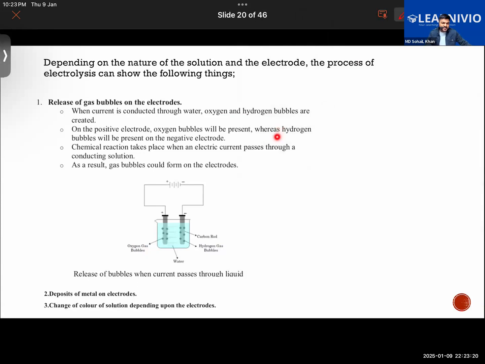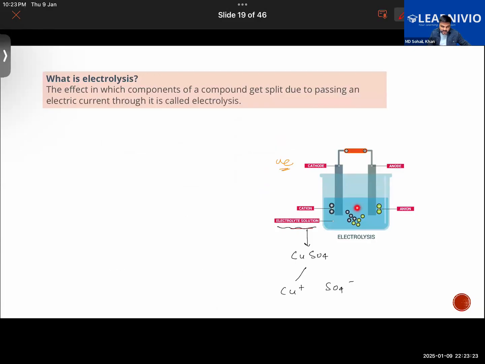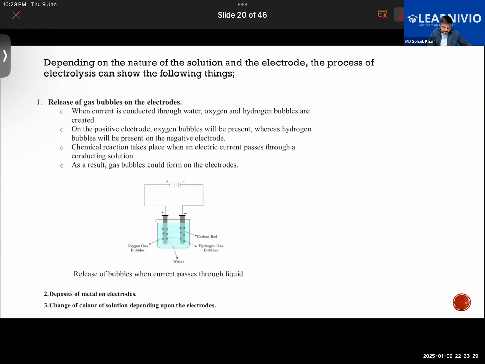We have already discussed that in the case of electrolysis, depending upon the type of solution and the type of electrodes you have, various observations can be made. Like in the case of water, for example, you have taken acidified water. In that case, what will happen? Evolution of gas will occur. Gas bubbles will form near the electrodes. In certain cases, there will be deposition of metals on electrodes. In certain cases, there will be a change of color of the solution. So all of this depends upon the type of electrolyte or the type of electrodes you have. Let's learn particularly the case of water.